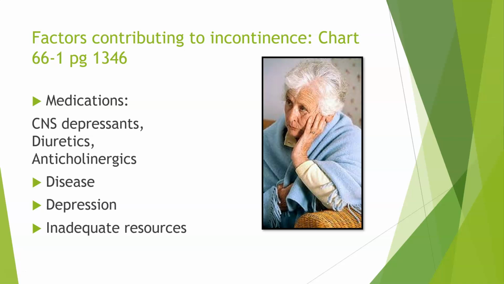Urgency incontinence is loss of urine for no apparent reason. It's normally when the bladder is full, and it's due to contraction of the smooth muscles. Urgency incontinence is also known as overactive bladder. And we've all seen the commercials for different medications that can be used for overactive bladder.